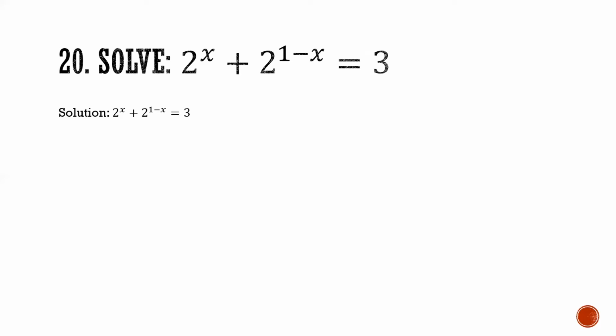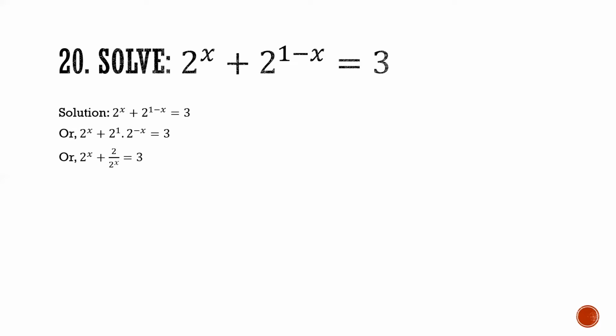Now we can write 2 to the power x unchanged plus 2 to the power 1 into 2 to the power minus x is equal to 3. This comes from the formula of multiplication, a to the power n into b to the power n is equal to ab to the power n. So powers can be split. That's how we have written it.